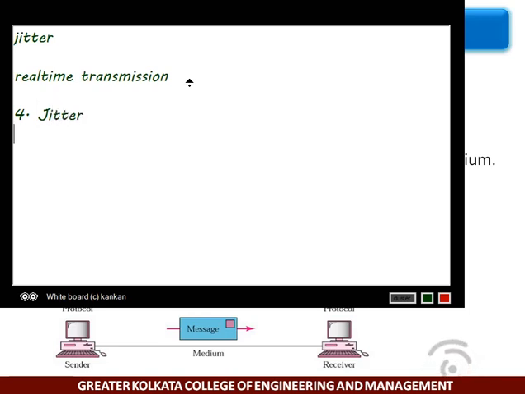And the fourth one is jitter. Jitter refers to the variation in the packet arrival time. It is the uneven delay in the delivery of audio or video packets.